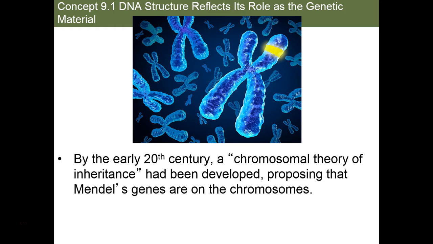By the early 20th century, a theory was developed that genes were on chromosomes. Scientists didn't know what the mechanism for inheritance was. Was it proteins? Mitochondria? Some other molecule? Evidence began to accumulate indicating that DNA was genetic material.